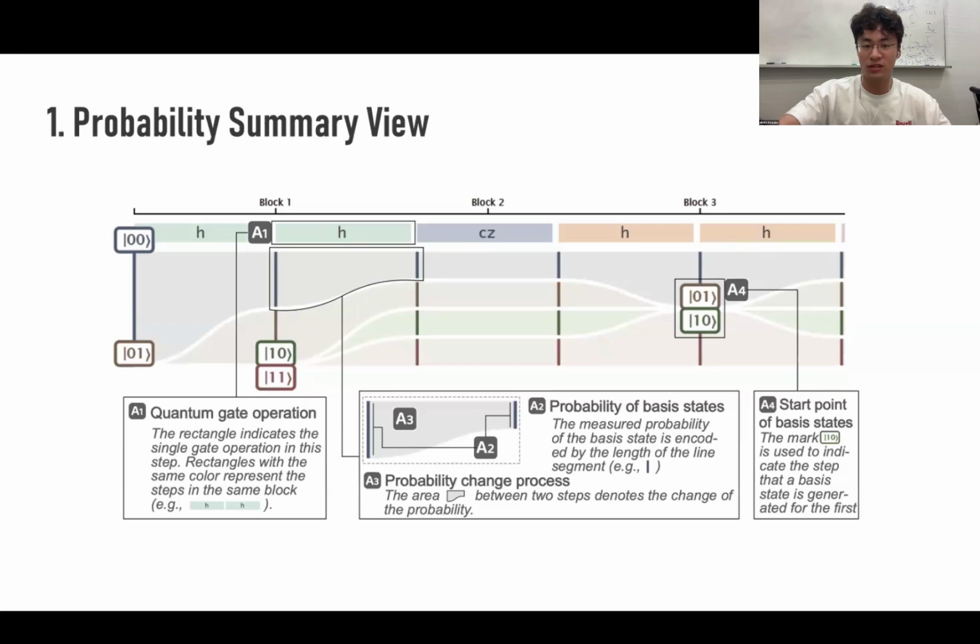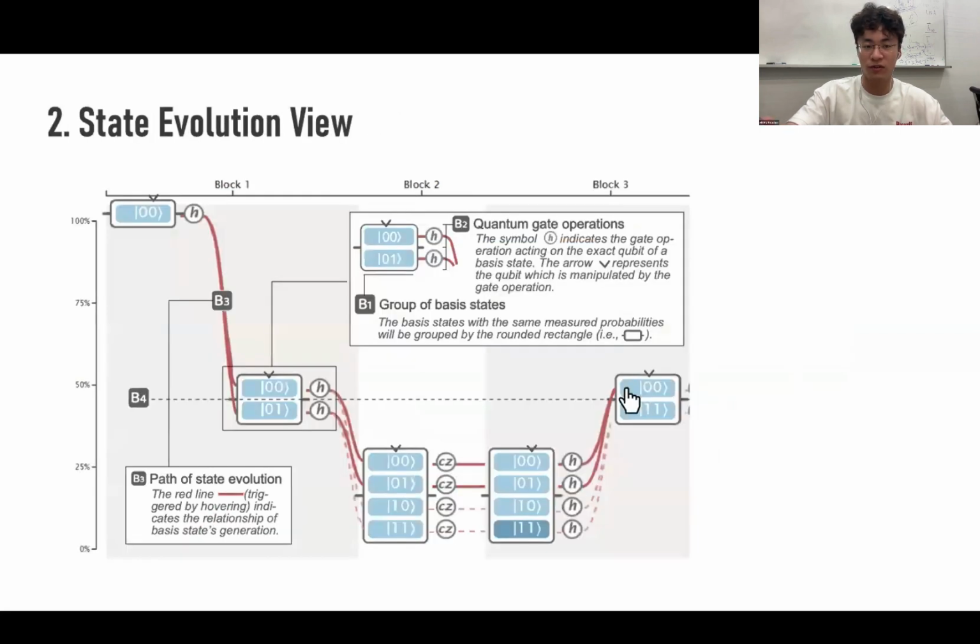Then based on the observation of this view, we can further perform analysis using the state evolution view as shown here. This view visualizes how the quantum state evolves, and we can conduct traceback analysis based on the highlighted line in this view. We can also click the gate symbol to show the dandelion chart before and after to see the effect of this quantum gate.